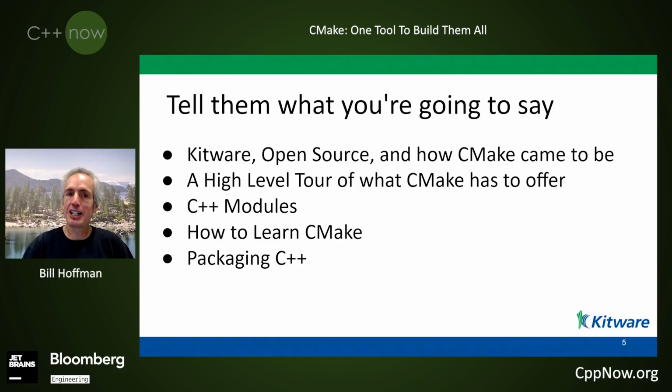So they always say when you're talking to tell them what you're going to say. So I'm going to start talking about Kitware and how we do open source and really where CMake came from. And then I'll give a high-level tour of what CMake has to offer. And then I really want to dig a little bit deep into C++ modules and what this means for build systems, including CMake. And then I'll talk a little bit about how you can learn CMake. And then I'll talk about packaging in C++.